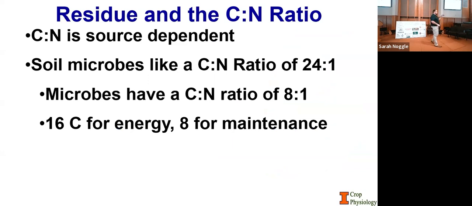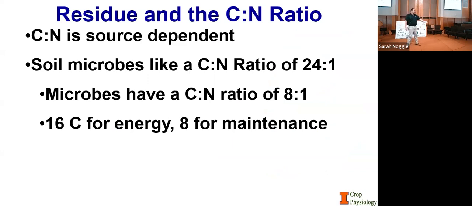Why this is so important is because of the C to N ratio. This is why the treasure is not so easy to get to. It's source dependent. What I mean by that is different vegetation has different C to N ratios. Soil microbes, ballpark like this, 24 to 1. They have a natural biomass of 8 to 1. And then if you do the chemistry background on how much energy it takes to maintain that, it's 16 carbons.